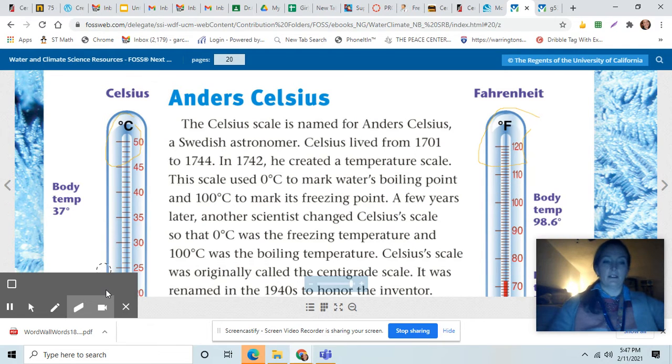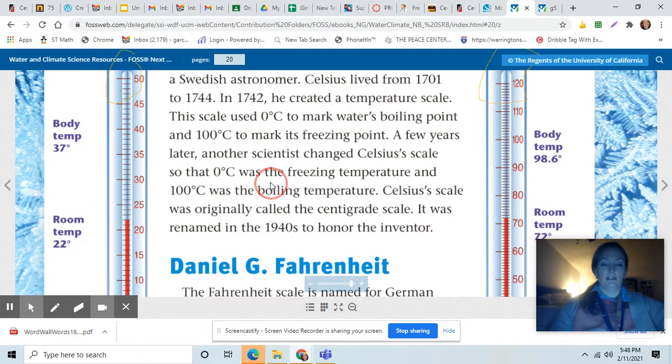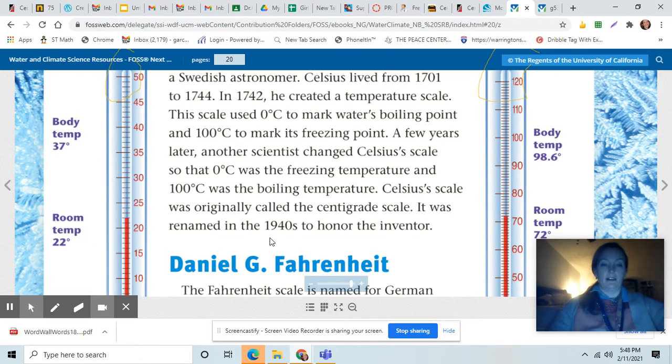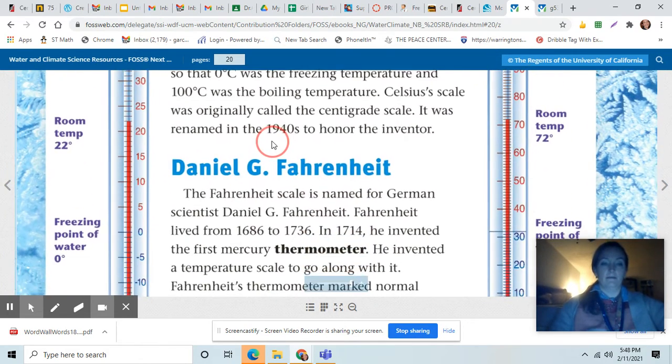A few years later, another scientist changed the Celsius scale so that 0 degrees Celsius was the freezing temperature and 100 degrees Celsius was the boiling temperature. Celsius' scale was originally called the centigrade scale. It was renamed in the 1940s to honor the inventor.